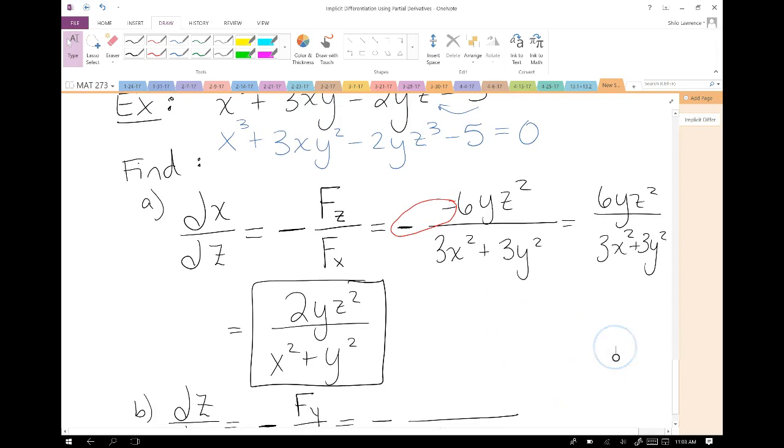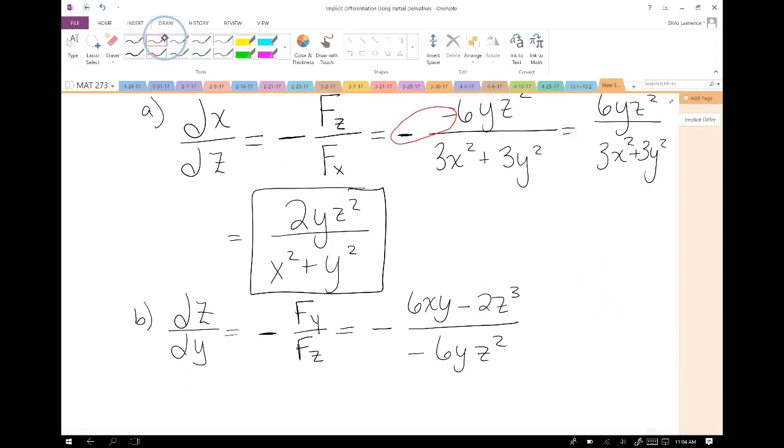So if you look back at the capital F function we created where it was equal to 0, the first term doesn't have y's, so its derivative is 0. The second term has a y squared, so we'll do the power rule on there and we'll get 6xy. The third term has a linear y in it, so the y drops off and we just get minus 2z cubed. The last term's a constant, so its derivative is 0. And again, if we want to, we can combine those negatives and make this 6xy minus 2z cubed all over 6yz squared.